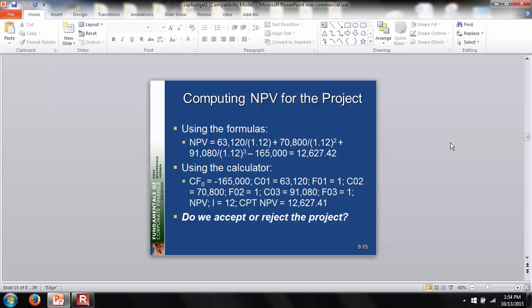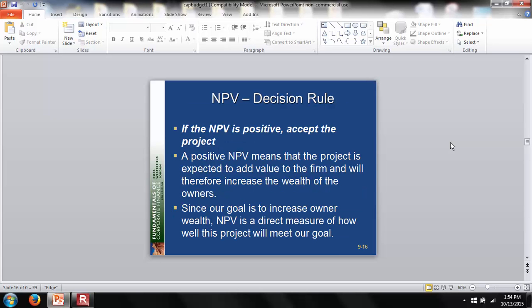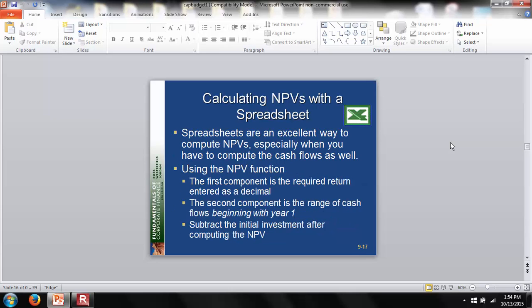So here, the NPV is positive. And what that means is that whenever you have a positive NPV, you want to take up the project. A positive NPV means that the present value of the cash flows received is more than the investment. And here, that basically tells you that you're going to increase the wealth of the owner. So how do we find out the NPV using a spreadsheet? Let's open this up.